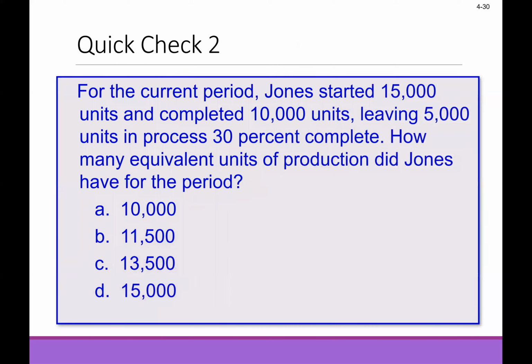So guys, I want all of you to come in here and attempt this. For the current period, Jones started 15,000 units and completed 10,000 of those units. It left 5,000 units in process at 30% complete. How many equivalent units of production did Jones have for the period?